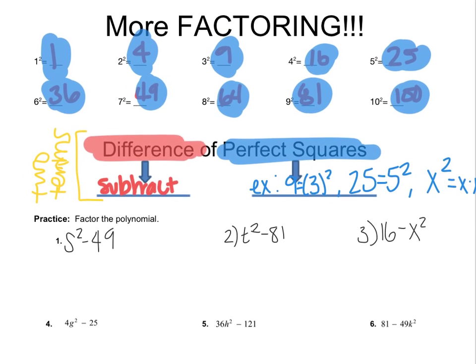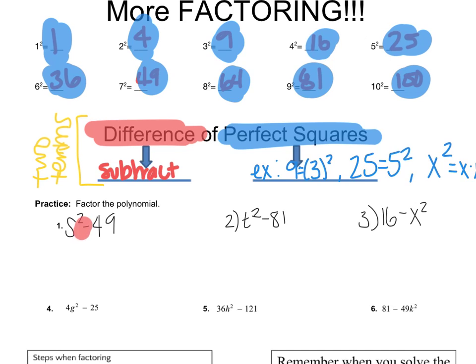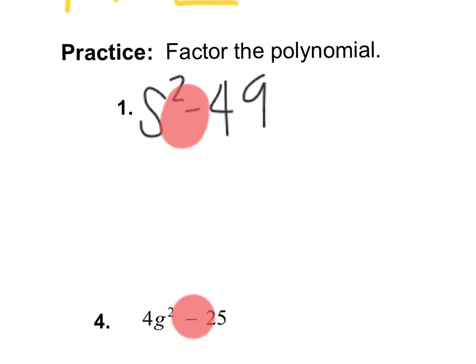So if we look at all of these examples here, notice that all of them have minus signs in the middle. So these 6 examples take care of this difference part. The difference of perfect squares means that both the first part and the second part are perfect squares. One of the examples we gave was x squared, so s squared here is a perfect square because s squared is s times s. And hopefully you know that 49 is a perfect square because it is 7 times 7.